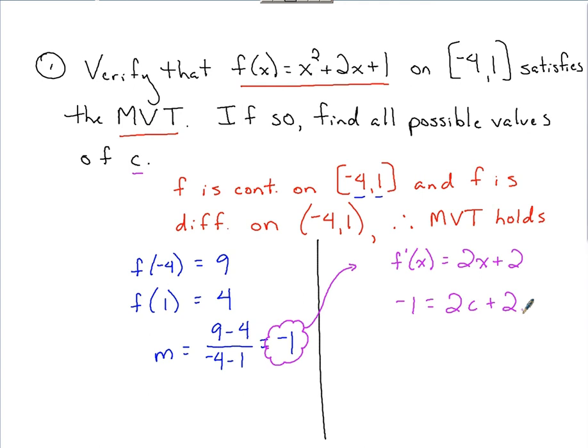Of course, if you don't do that step, it's not the end of the world. You solve for x and say, all right, this x represents this c value idea. But if I solve for c, subtract 2 over, divide by 2, finding all possible values of c based on this mean value theorem, we find that c is simply -3/2.